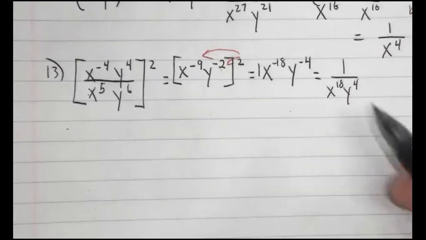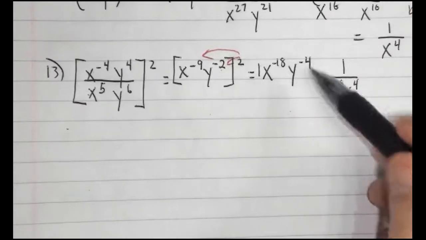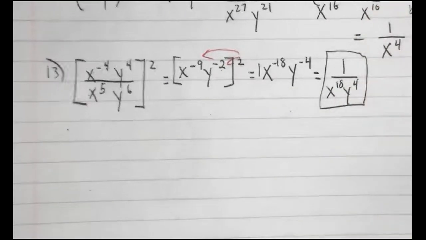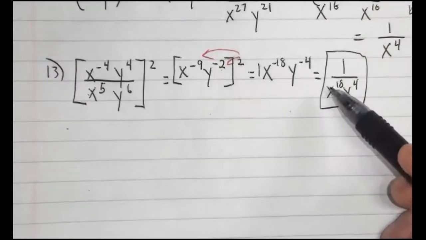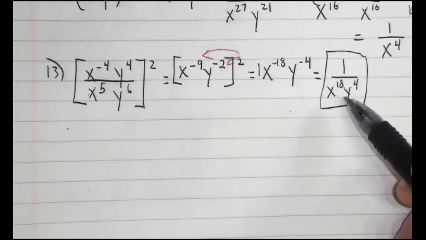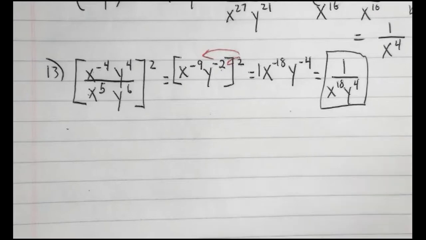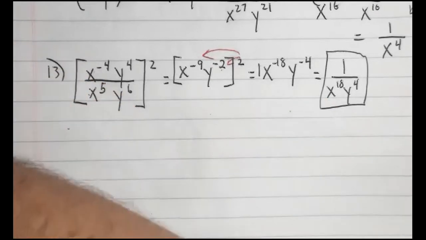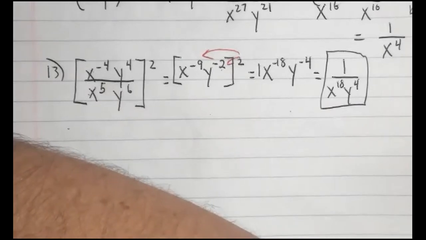And again, don't forget, when you move these down, they become positive. I keep repeating that because that's the common mistake. People will move them down and keep the negative on there. When they travel, they become positive exponents. All right, so let's look at scientific notation.